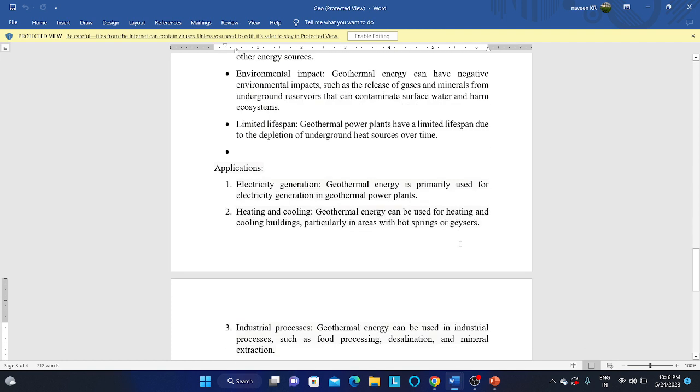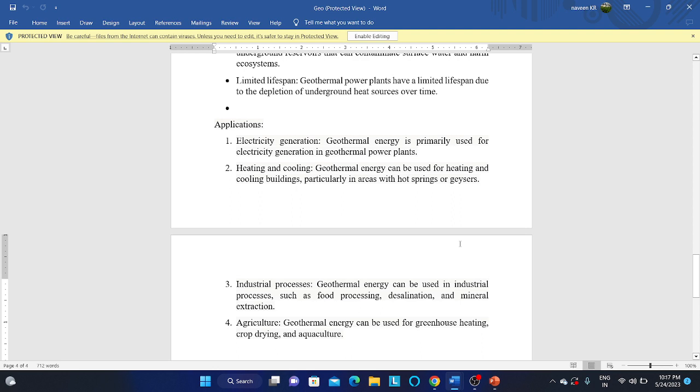Direct heat use. There are mainly four applications given below. The first application is electricity generation. Energy is mainly used to produce electricity. That's the main application of geothermal energy. And the second one is heating and cooling. So geothermal energy is also used to heat and cool buildings. This is the second application of geothermal energy.